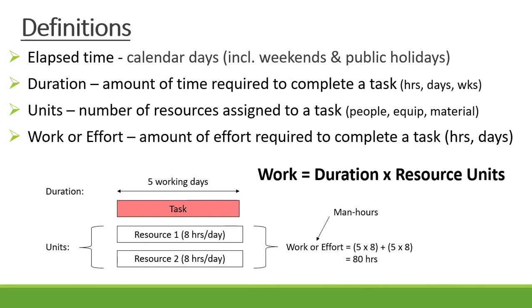So again, we've got 2 resources now. Let's calculate the work or effort. Now our work equals duration times your resource units. So resource 1 works 8 hours per day for 5 days. That's 40 hours. And resource 2 works 8 hours per day, 5 working days. It's 40 hours with a total of 80 hours. So our work or effort is 80 hours.